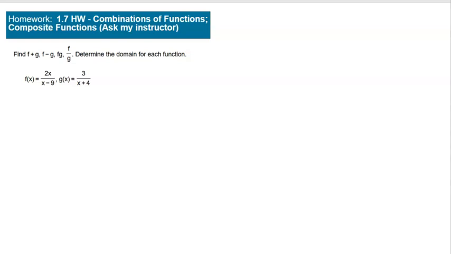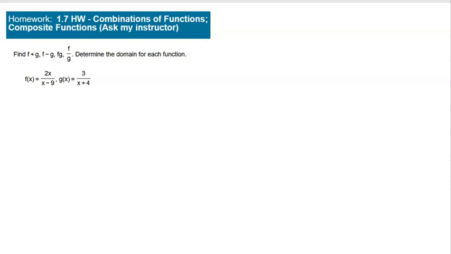Hello, so I have a homework problem here for you. I know you've seen a lot of these, and just in case you need some help with this, here we go. We're supposed to find f plus g, f minus g, f times g, and f divided by g. I'll do a separate page for each of these. But after that, we're supposed to find the domain as well, and that might be where bigger questions occur.